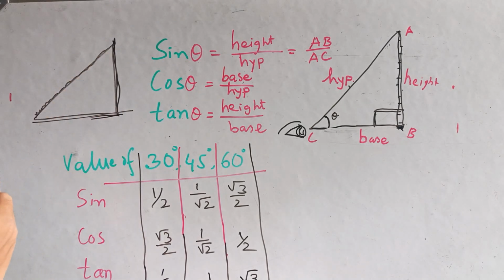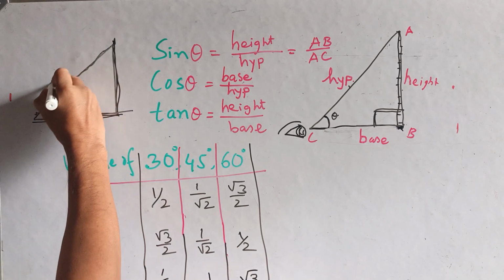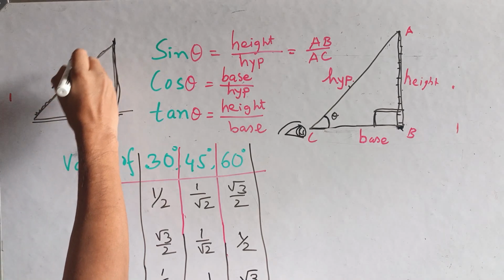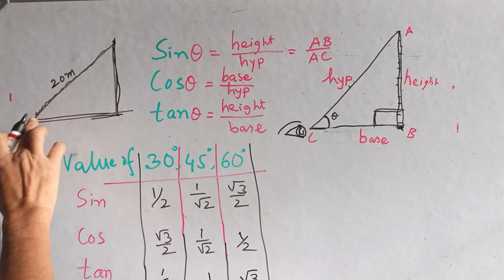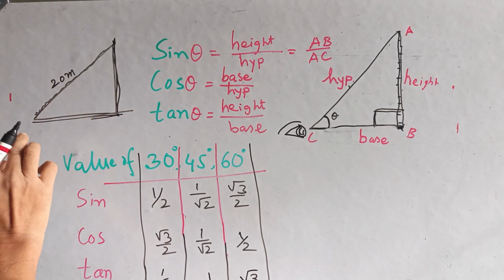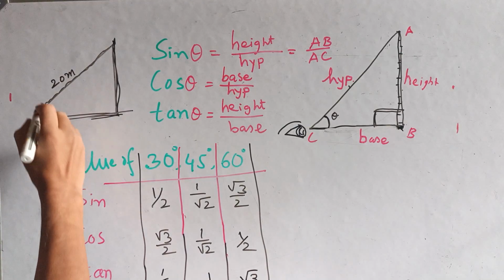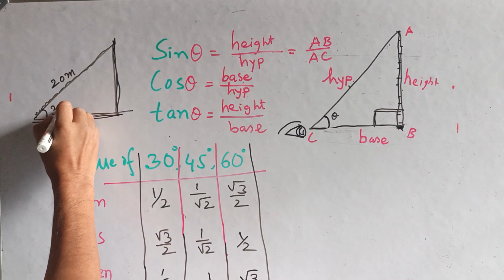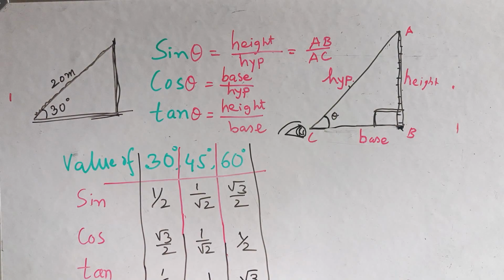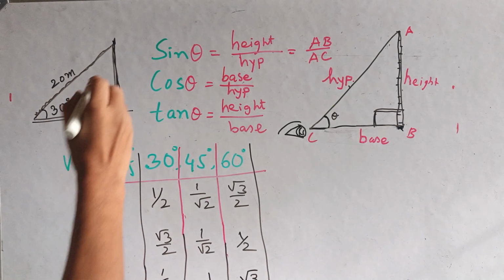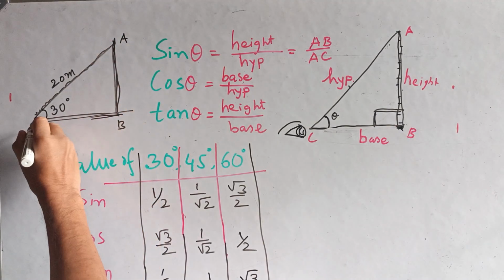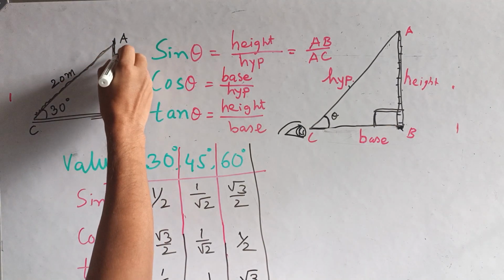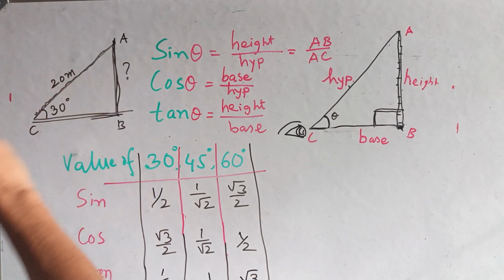The height of the pole is not given. A 20-meter long rope is given, and it is tied here on the ground. This is the pole, and the rope makes an angle of 30 degrees here. Now it is asked what is the height of the pole. If you put A, B and C, this is the height AB. This question is posed.